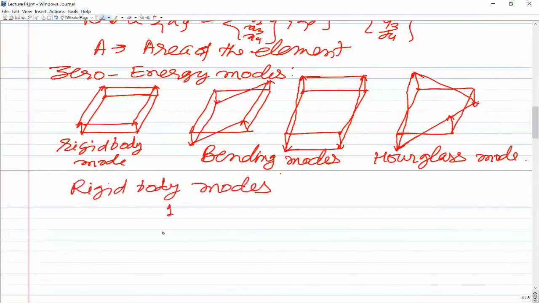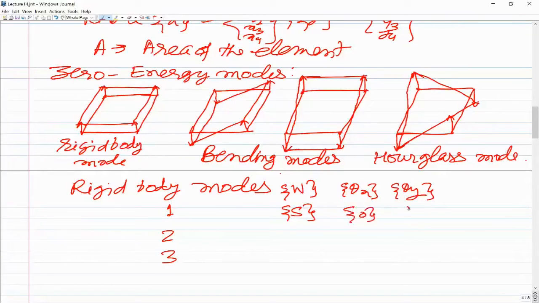There are three, as we know, rigid body modes, and in this, if you look at W, theta x and theta y, W as a vector is W1, W2, W3, W4 at the four nodes. Similarly, theta x as a vector, theta y as a vector. One rigid body mode is a translation. In that, W would be equal to vector S. Of course, the magnitude need not be unity, it would be some value, so you can always normalize that vector. So it would be S, and in this, theta x would be a null vector and theta y would be a null vector, and this is translation along Z.